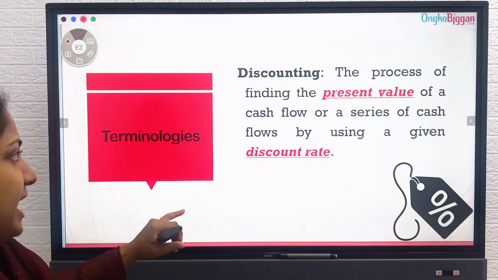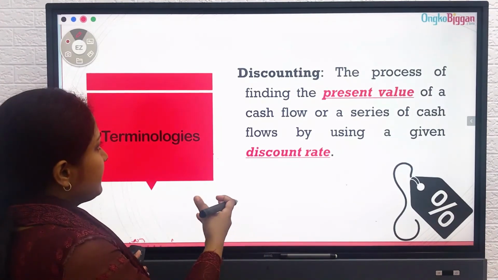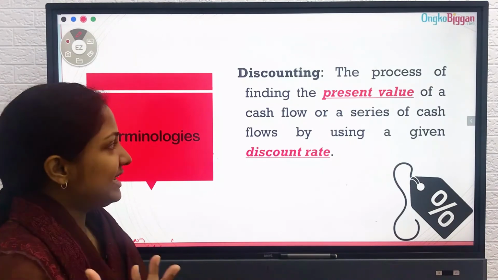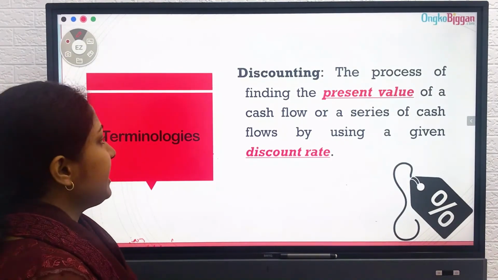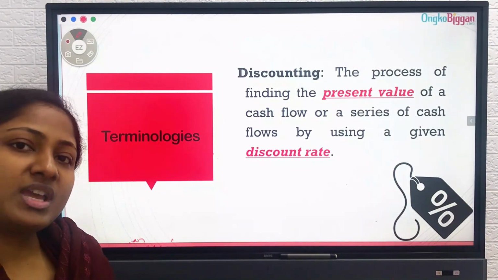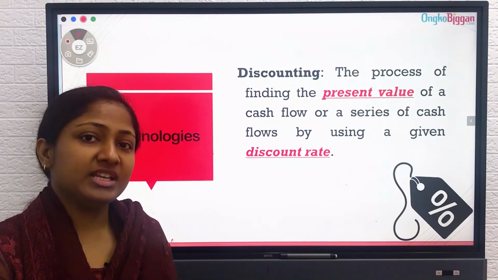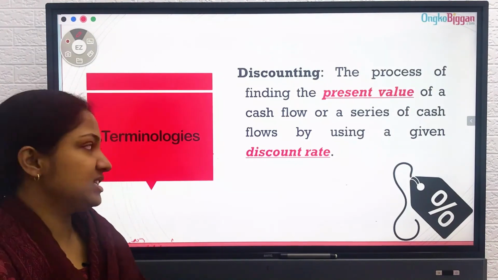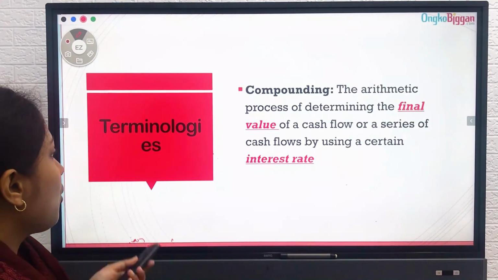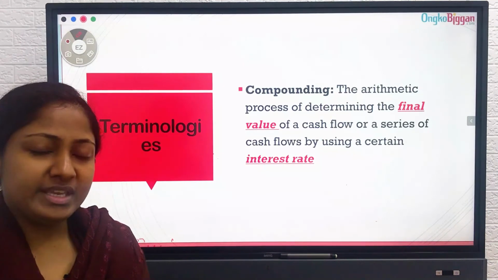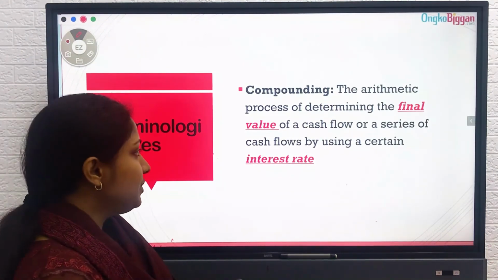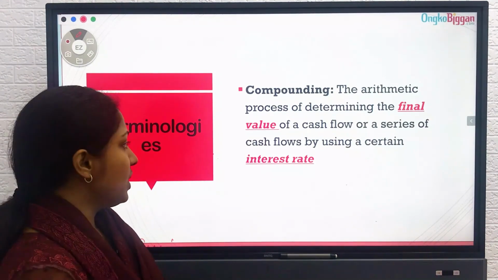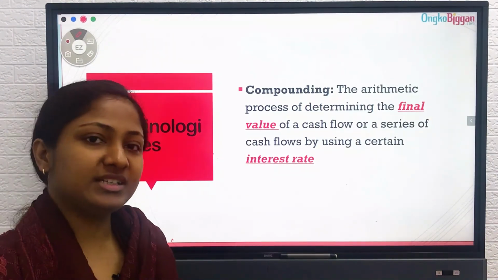This is what I have taught already: discounting is the process of finding the present value of a cash flow. It means whenever you are going to calculate the present value of money, you always have to discount your interest rate to find out the present situation. Compounding is the same thing in reverse. It is a process that will help you to determine the future value of any sort of cash flow you have by using a certain interest rate.